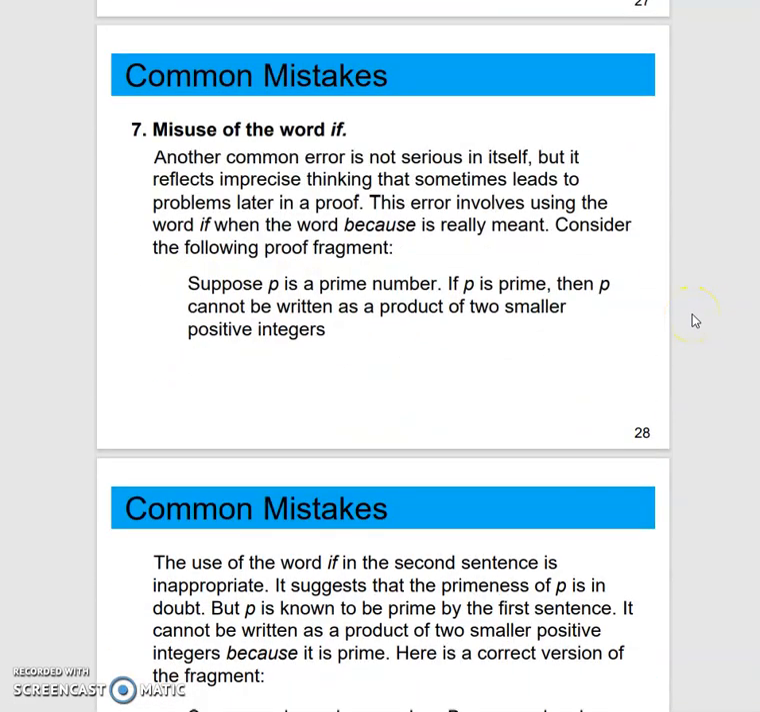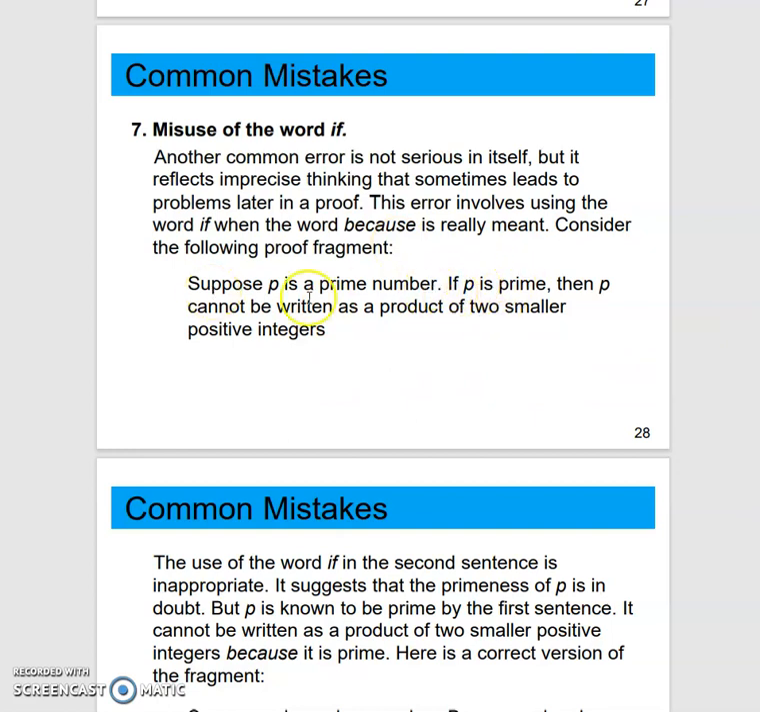The word "if" is, of course, a big statement. Again, the "if" is my given, and that's probably the only time I'm going to use it. And especially with the word "because."